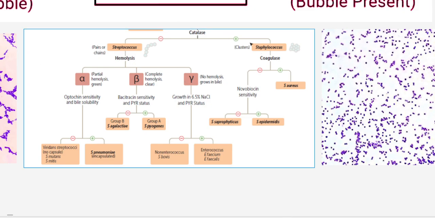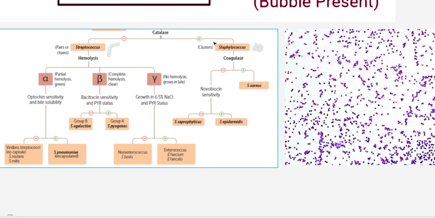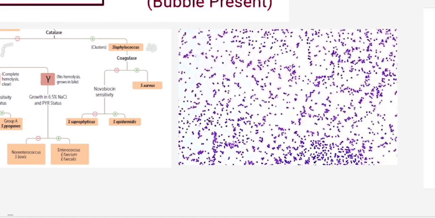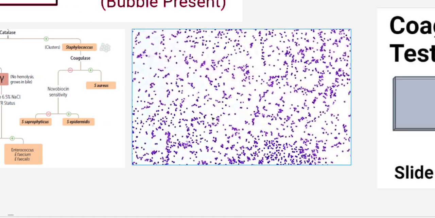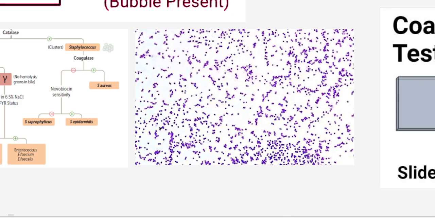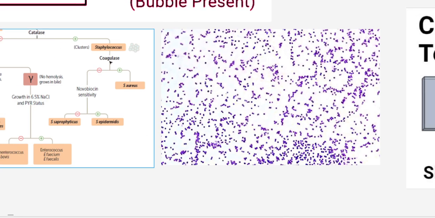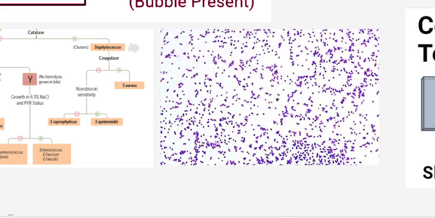Now, the ones that were catalase positive, we said that these clusters of cocci are Staphylococcus. So once something is Staphylococcus, we know that they're clusters of cocci and they're basically catalase positive. Once they're catalase positive, we move on to the coagulase test in order to differentiate whether it's Staph aureus or not. And if it's not Staph aureus, we do the novobiocin sensitivity test in order to determine whether something is Staph saprophyticus or Staph epidermidis.